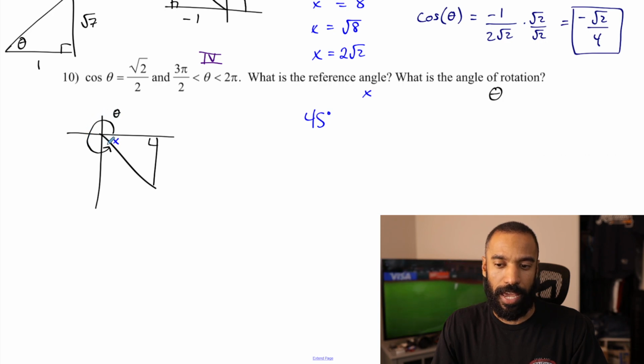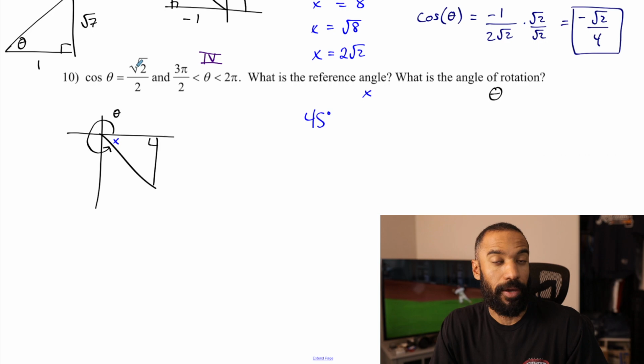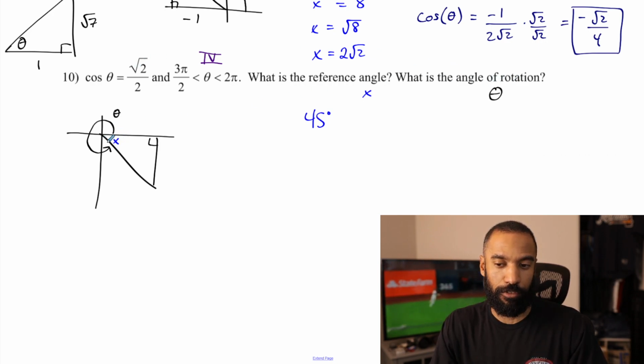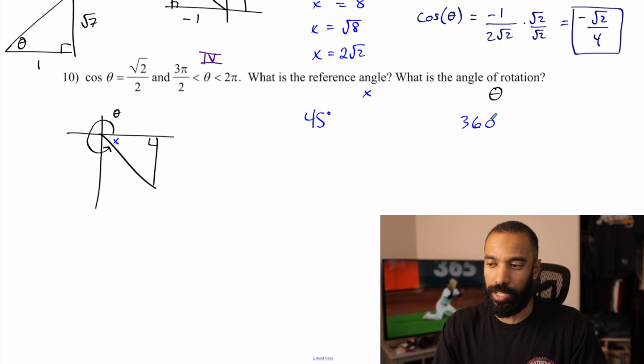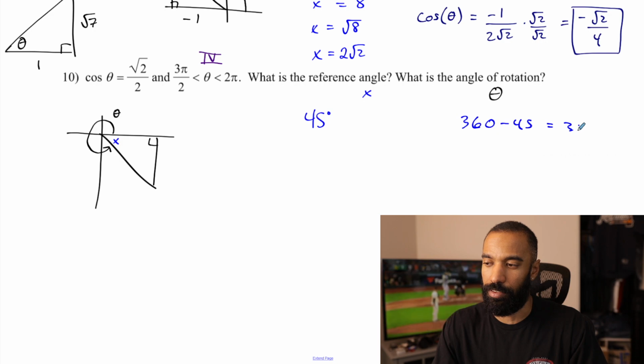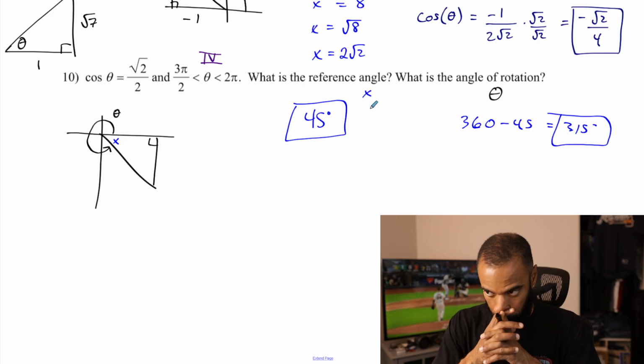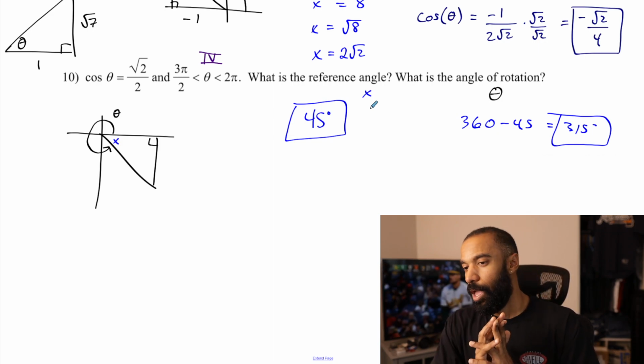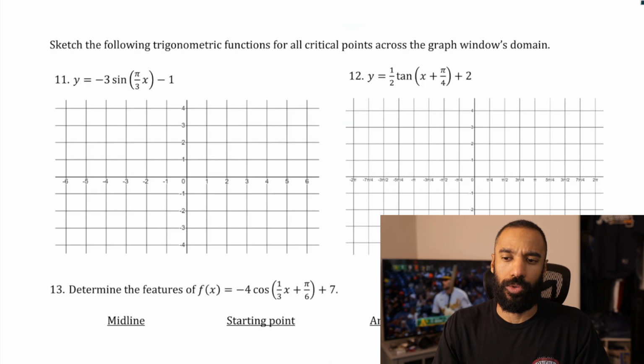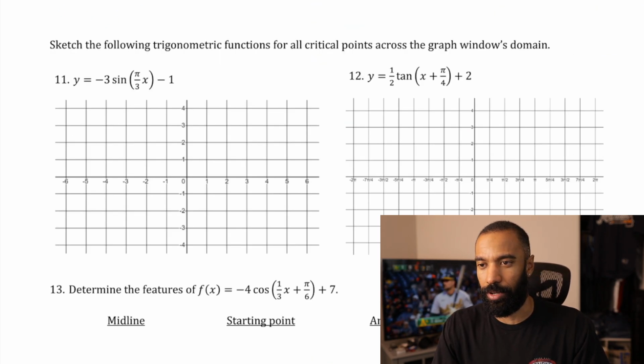The angle of rotation asks how far away you have to go from the original to get this exact thing we're talking about, right? The angle of rotation is what's 45 down from 360? Well, that's 315 degrees, right? 360 minus 45 is 315 degrees. So that's the angle of rotation, and that's the reference angle right there. And that's what we're referring to. Okay, so that's all the stuff when it comes to the unit circle.